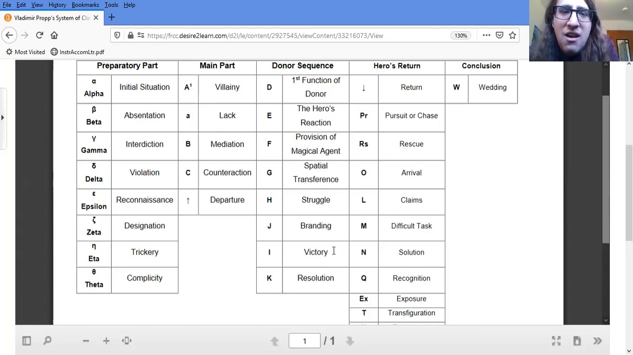Similarly, I is for victory, but specifically a victory over the villain. And this is usually a temporary victory that's linked to the struggle. So if Shrek managed to defeat Lord Farquaad, but not for good, that would be the victory we're talking about here. K is the resolution of the original problem, but not any kind of resolution. The final resolution is W, wedding. So these can be a little misleading, so be sure to check the longer page too. But if you just want a list of the functions in front of you, this is a pretty great way to do it.